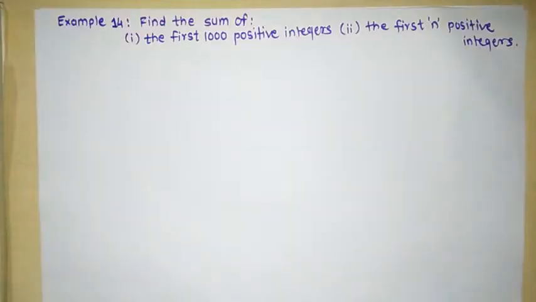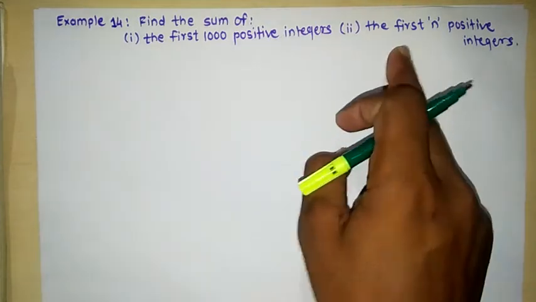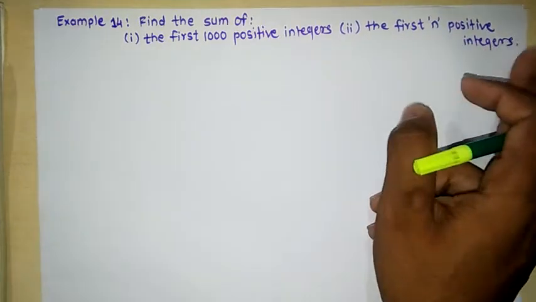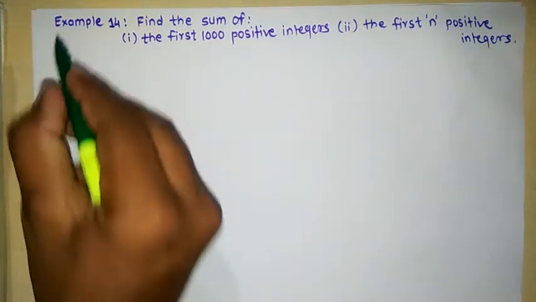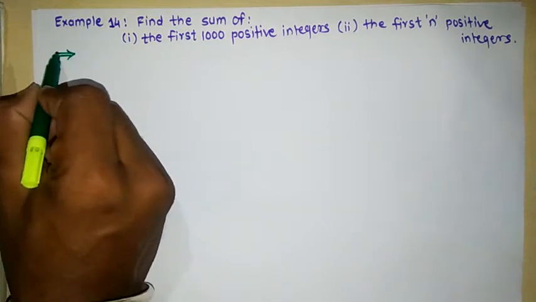Now see example number 14. In example number 14, what do we have to find? Find the sum of the first 1000 positive integers. Here we have to find the sum of the first 1000 positive integers, and again we have to find the sum of the first n positive integers. Let us see the solution.